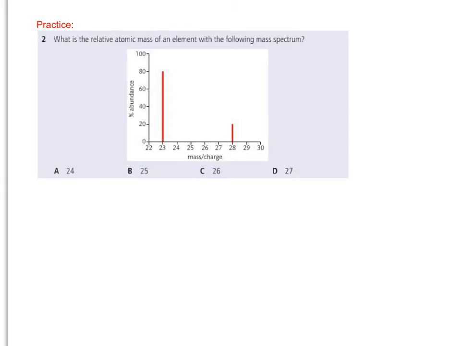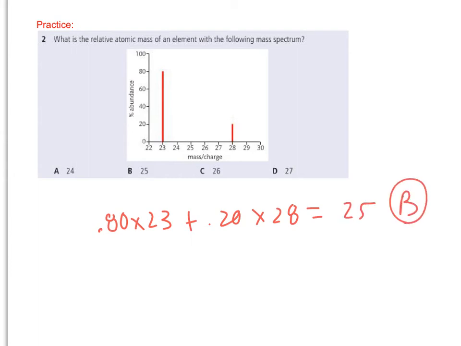Moving on to the practice problems. Number 2 says, what's the relative atomic mass of an element with the following mass spectrum? So what you're supposed to realize is you've got 80% with a mass of 23, and you've got 20% with a mass of 28. So when you do that weighted average, you should come up with 25, or letter B.